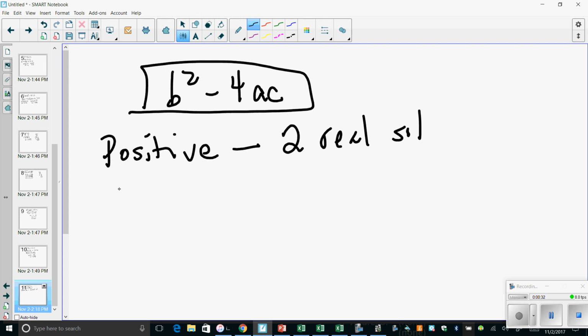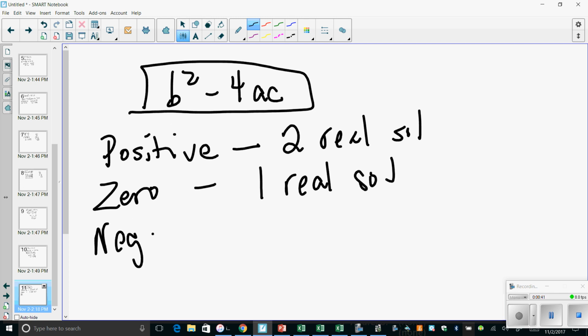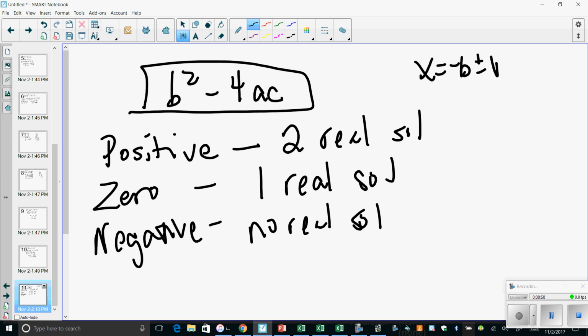If you find the discriminant and it results in 0, you will only have one real solution. And if you find the discriminant and you get a negative number, there will be no real solutions. Because when I'm doing the quadratic formula, x equals negative b plus or minus square root b squared minus 4ac all over 2a. This number here, if it's positive, I would have plus the square root of some number and minus the square root of some number, which is why I would get two real solutions.